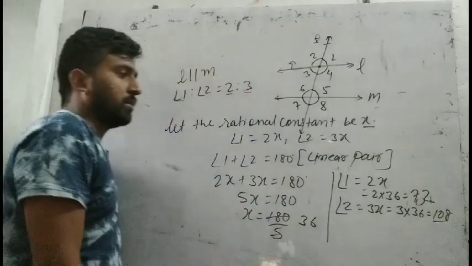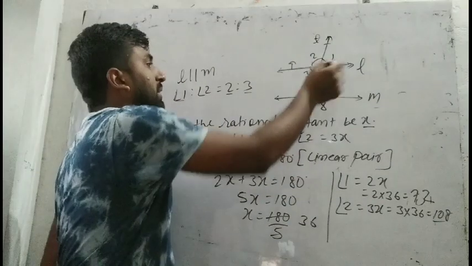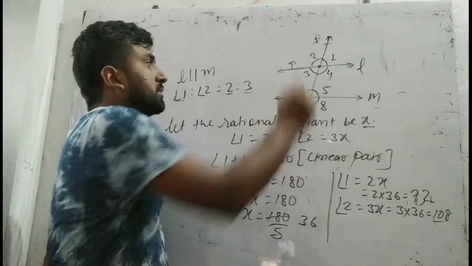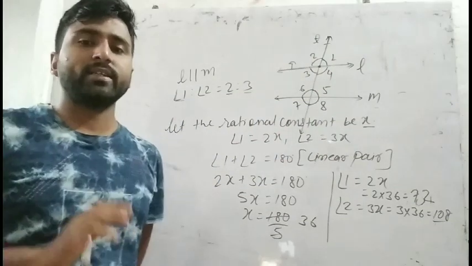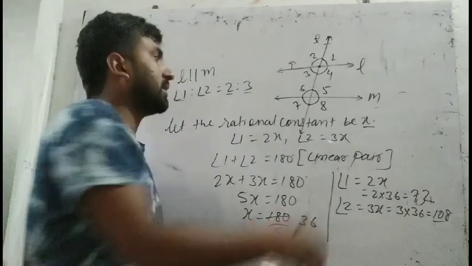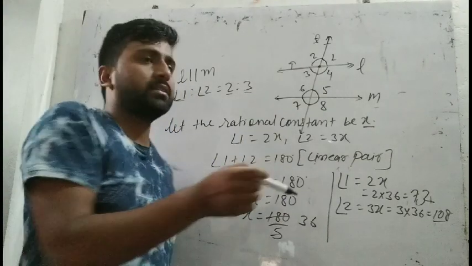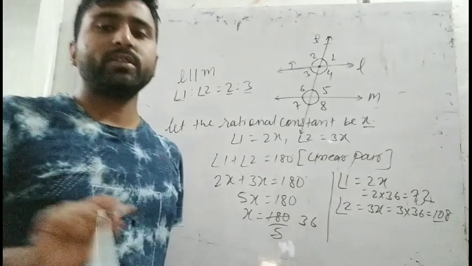By using the property of transversal and parallel lines, we can find all these angles by vertically opposite angles, alternate interior angles and corresponding angles. Solve and find all the angles by using corresponding angles, vertically opposite angles, co-interior angles, as you wish.